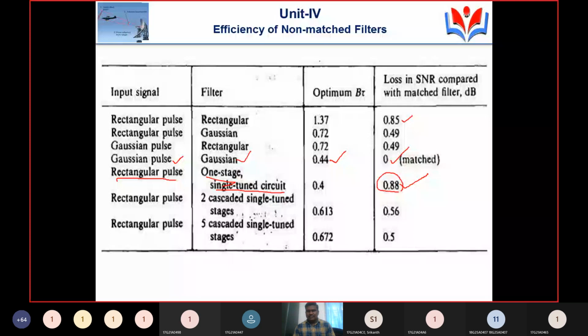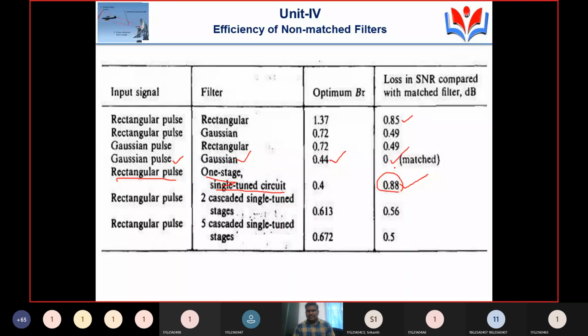Efficiency of non-matched filters, if you take for comparison of different input signals, this is the loss. 0 means it is a matched filter. We have to compare this one with all the parameters. This is what they have explained here from an efficiency point of view.